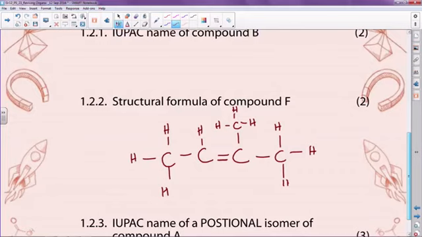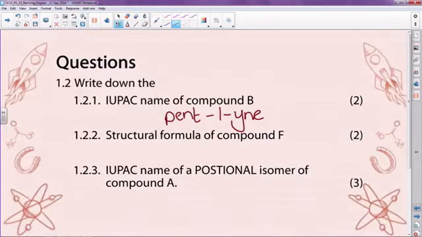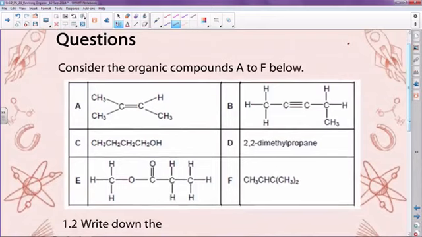Now they want the IUPAC name of a positional isomer of compound A. I want to go back to one of the tables where I haven't written all over it, okay? There's compound A. A positional isomer means that I have to move the functional group, okay? And I can either move it left or right, doesn't matter.